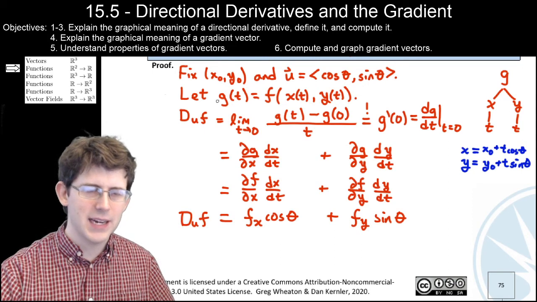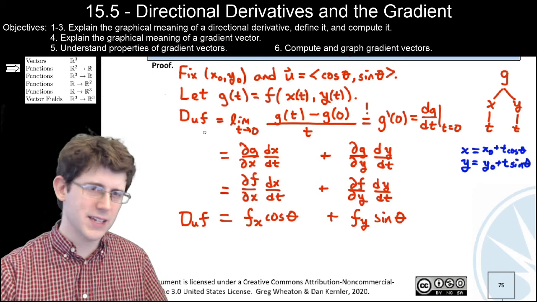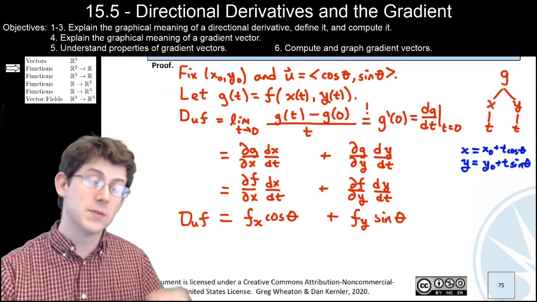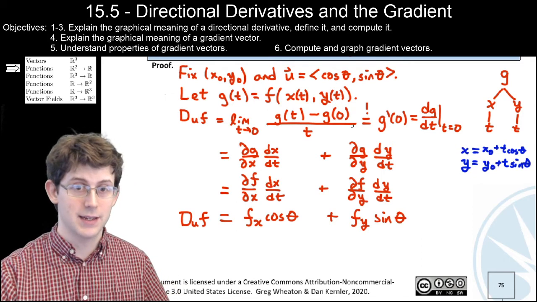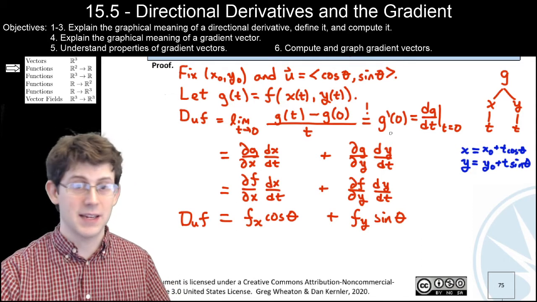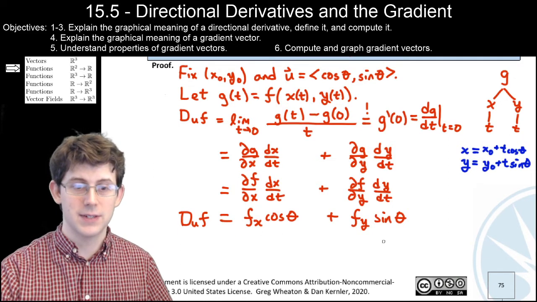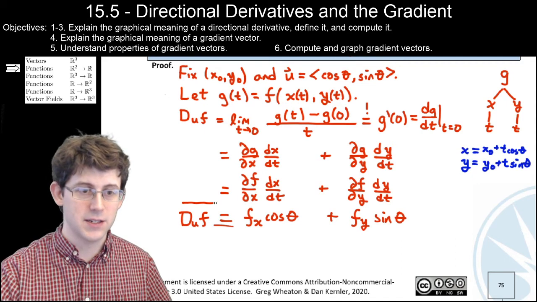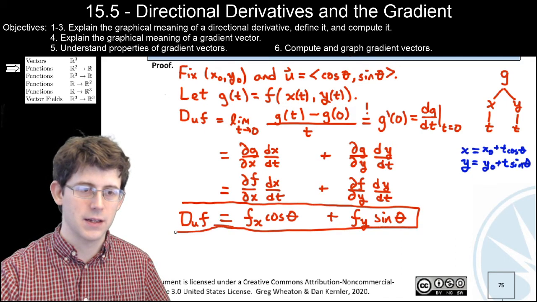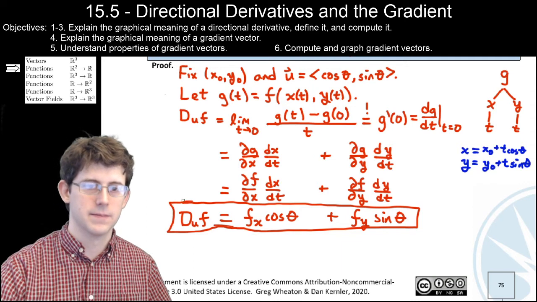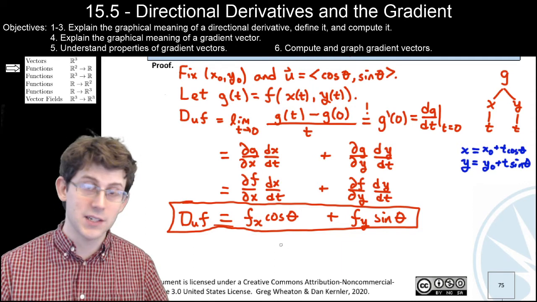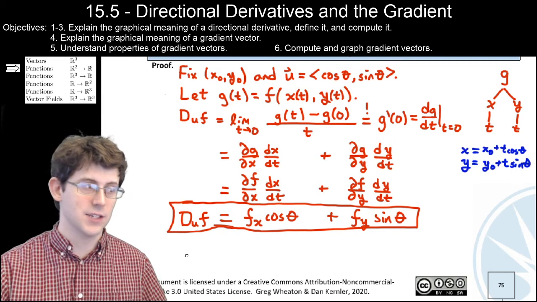So what happened by us just taking our ugly looking formula, realizing that it was really a function of time, so that we could get everything to look like a derivative, and then applying the chain rule, allowed us to get the ugly looking formula to turn into this nice formula, which is the one that you'll actually use. So that's our nice formula for the directional derivative of f in the direction u.